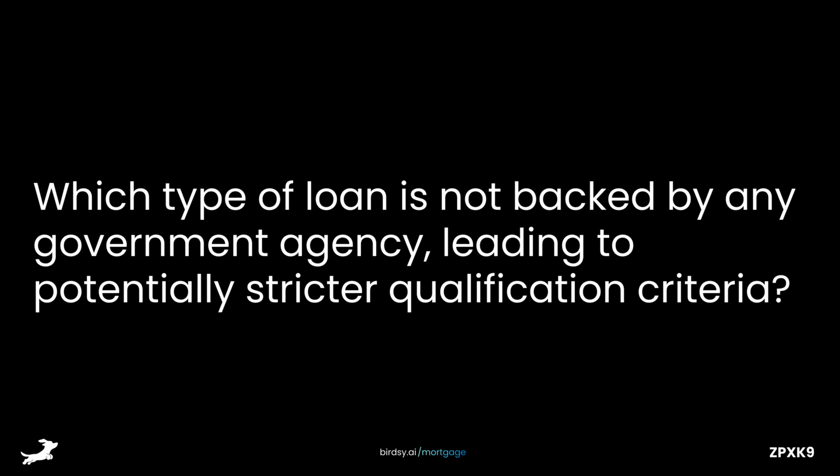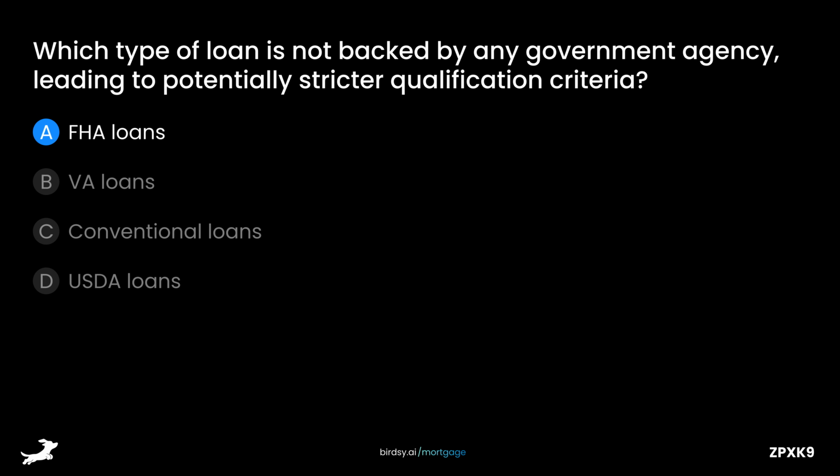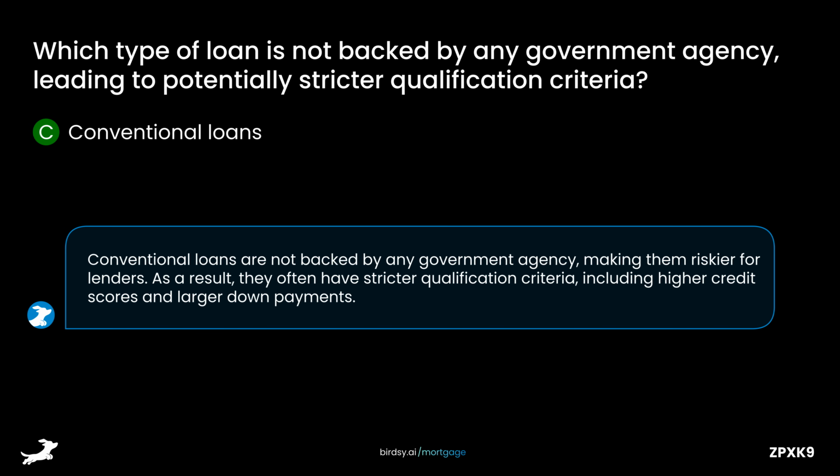Which type of loan is not backed by any government agency, leading to potentially stricter qualification criteria? Is it A, Federal Housing Administration, FHA loans, B, U.S. Department of Veterans Affairs, VA loans, C, conventional loans, or D, U.S. Department of Agriculture, USDA loans? The answer is C, conventional loans. Conventional loans are not backed by any government agency, making them riskier for lenders. As a result, they often have stricter qualification criteria, including higher credit scores and larger down payments.